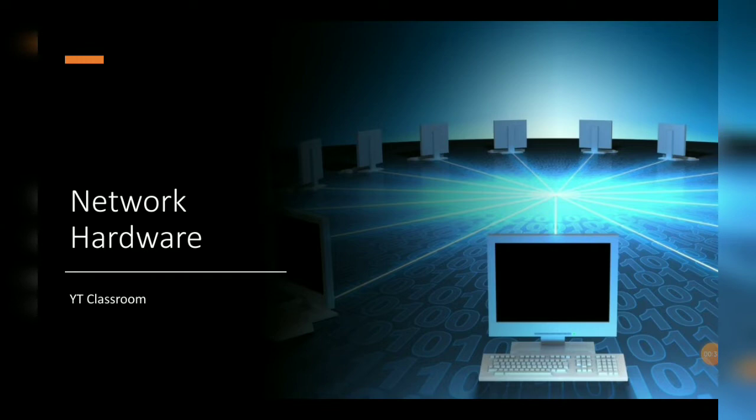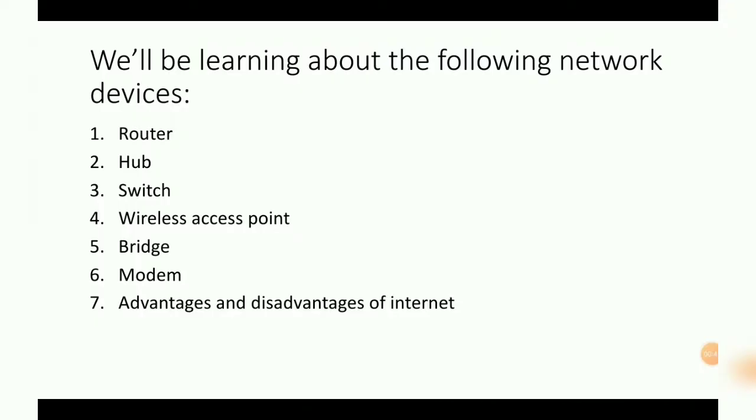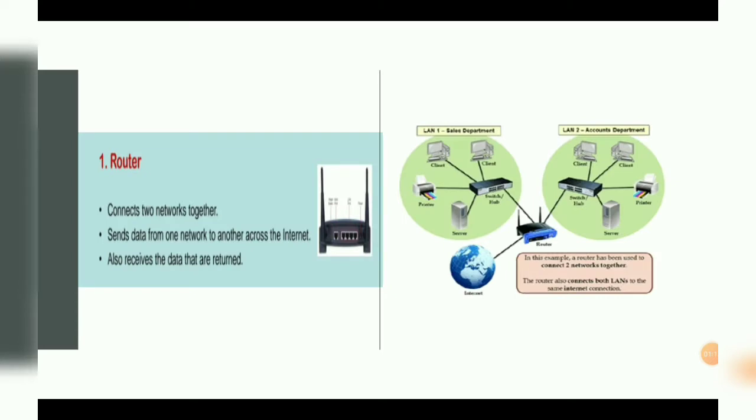Today's video is basically about network hardware. So we're going to study the devices and hardware which are needed for a network. We'll be learning about 7 things in this video. The first 6 are the basic hardware devices for the network: the router, hub, switch, wireless access point, bridge, and modem. These are the 6 devices we're going to study today because these are the basics. And the seventh is the advantages and disadvantages of the internet. These are not network devices but a point to be learned about when you're learning about networks.